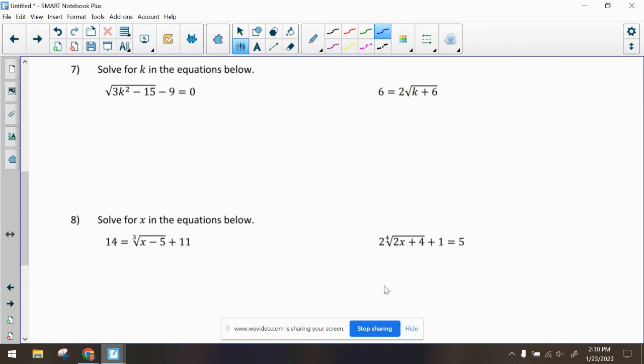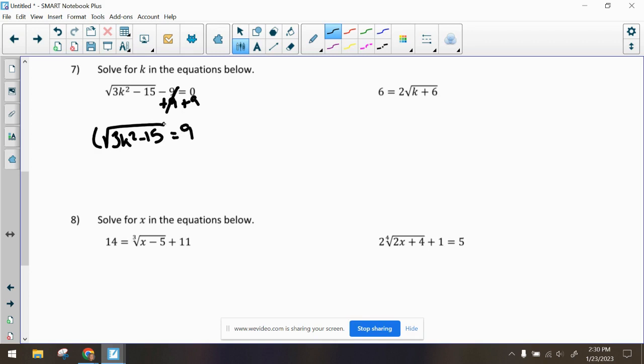For question 7, we are solving each of those equations. The first one for number 7, we have not seen a problem quite like this yet, but we'll see once we get to the end that it's really not that bad. But step number 1 is always going to be to isolate the radical. So to do that, I'm going to add 9 on both sides so that we're left with the square root of 3k squared minus 15 equals 9.